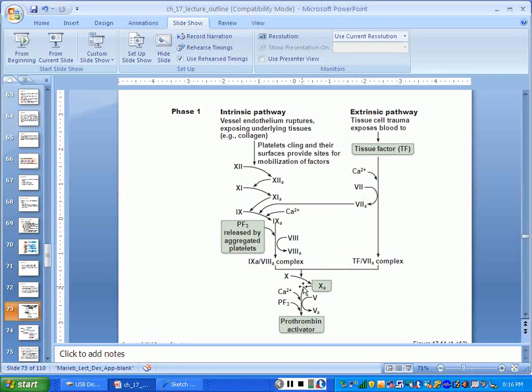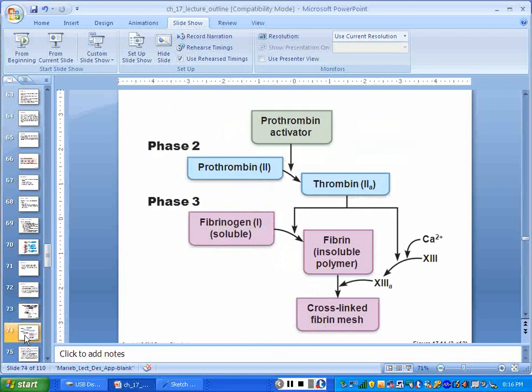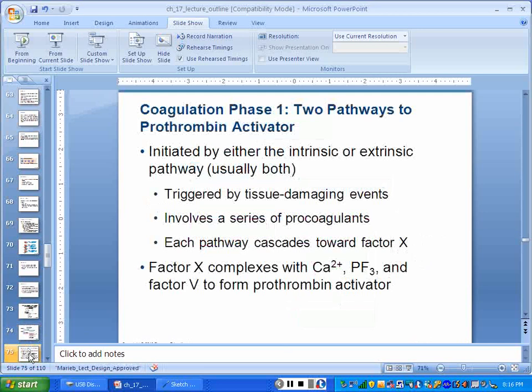There's very specific stuff you need, like intrinsic and extrinsic pathway and prothrombin activator, and the fact that calcium and vitamin K are clotting factors, very important clotting factors. And this slide will be very crucial to your understanding, and you'll hear me talk about it. It may not be this actual slide, but I will definitely go through this with you.